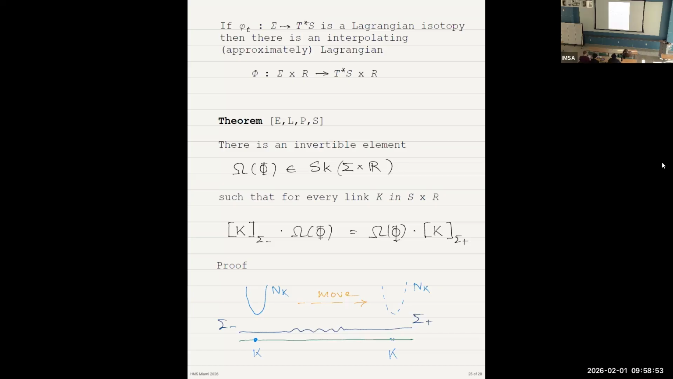And the theorem says that now there is an element in the Skein of that sigma times R associated with this deformation, so that if you take any Skein lift of something before this isotopy and after this isotopy, then it's related by conjugation by this guy. And the proof is a triviality.